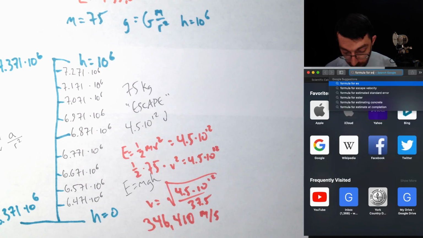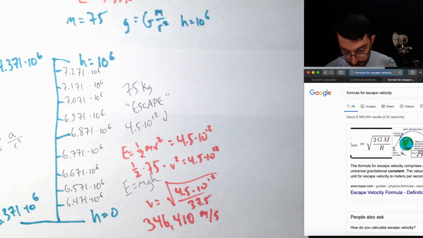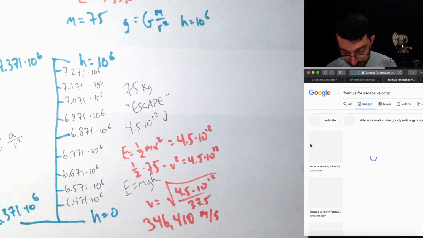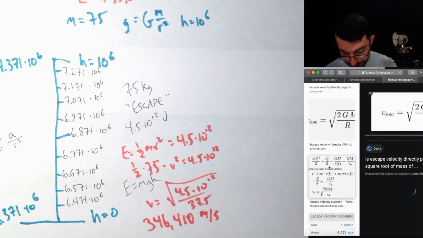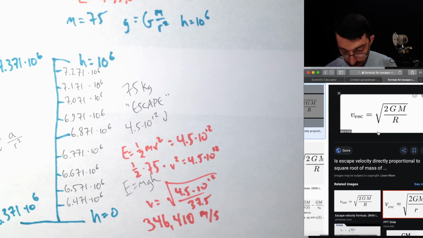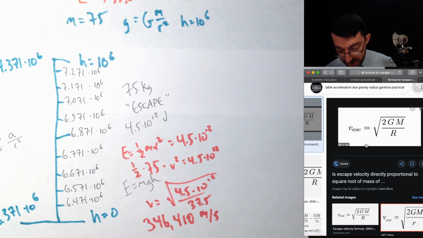Formula for escape velocity. And there it is. Square root of 2GM over r.